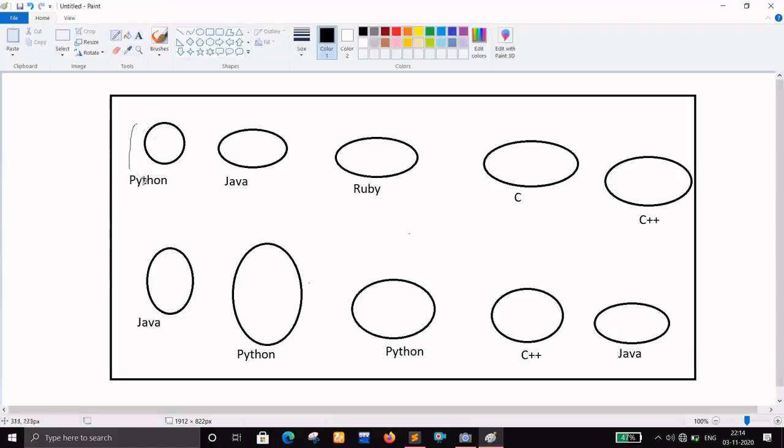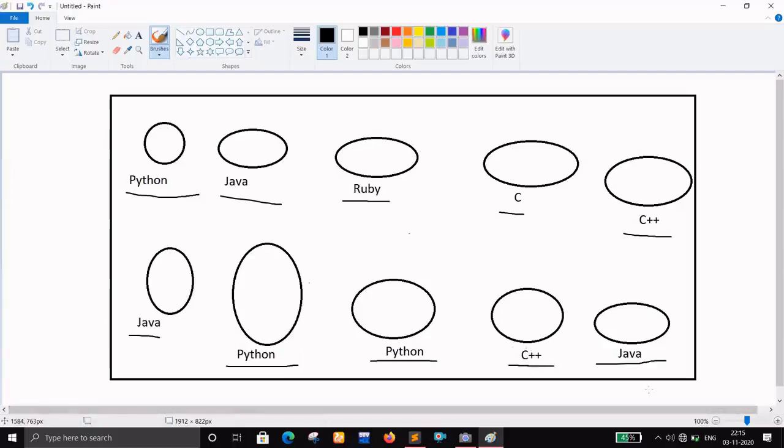And this guy knows Python, this guy knows Java, Ruby. Now let's count how many programmers are actually Python programmers. So let's take a brush and let's count how many Python developers there are. So this is one, this is two, this is three. So there are three Python developers. Now how many Java developers are there? This is one Java developer, this is another, and this is another. How many Ruby developers are there? Only one. How many C developers are there? Only one. How many C++ developers are there? There are two, right?